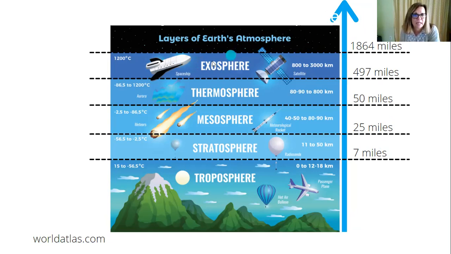So the last one is the exosphere, which is the last little bit of our atmosphere, and it's where we have satellites that are circling the Earth, and the space station is circling the Earth there. So the exosphere is the outer atmosphere of our atmospheric layer.